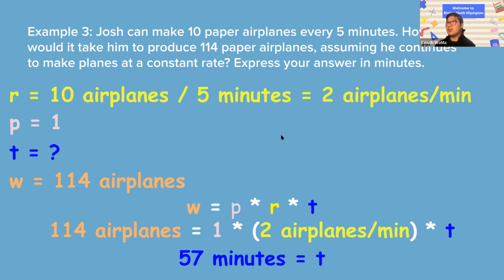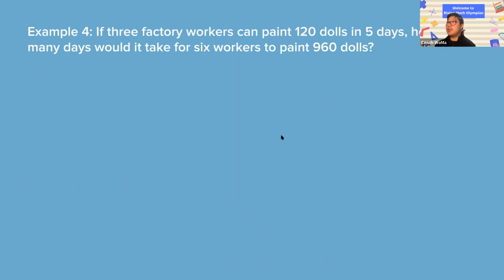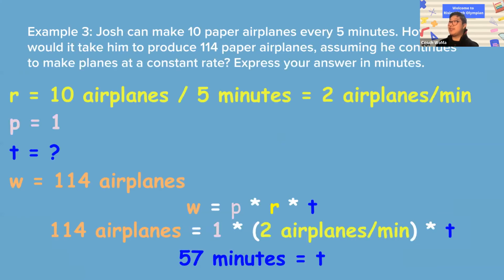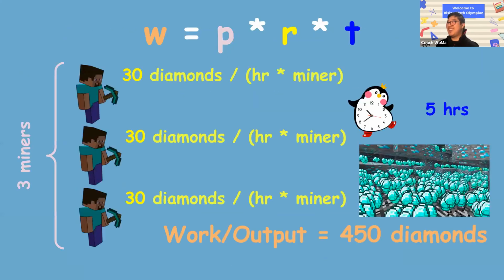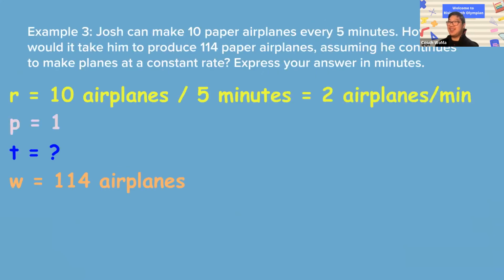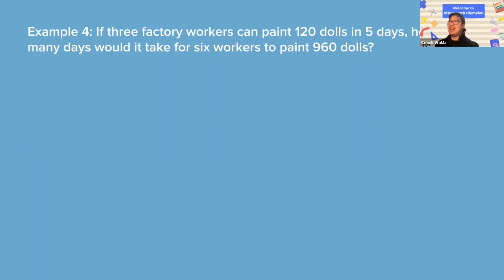Let's move on to another problem here. This could be a little more difficult, but again, either think of the work formula or have an image in your head, hopefully like the Minecraft example here, of people doing some amount of work. This time, there's not just one person. So if 3 factory workers can paint $120 in 5 days, how many days would it take for 6 workers to paint $960?